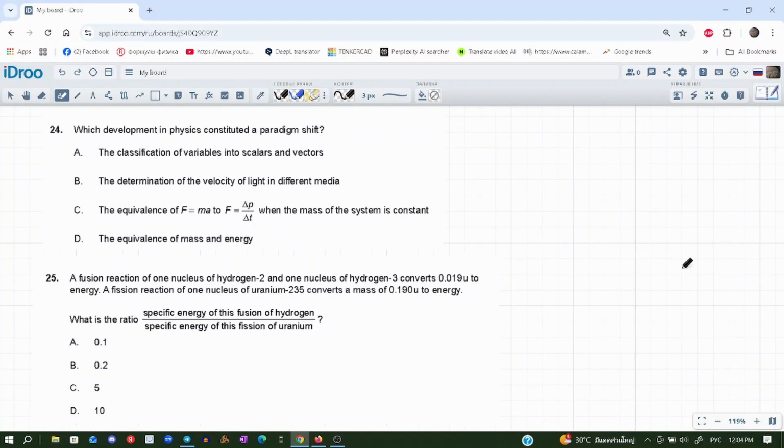24. Which development in physics constituted a paradigm shift? The classification of variables into scalars and vectors, for sure not. The determination of the velocity of light in different media, no. The equivalence of F equals ma to F equals delta P over delta t, no. The equivalence of mass and energy, for sure, yes. Because a paradigm shift is a new conceptual framework. Relativity or quantum mechanics. So option D.